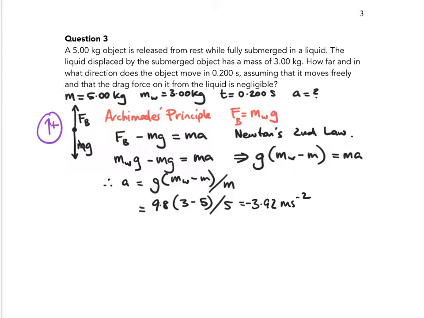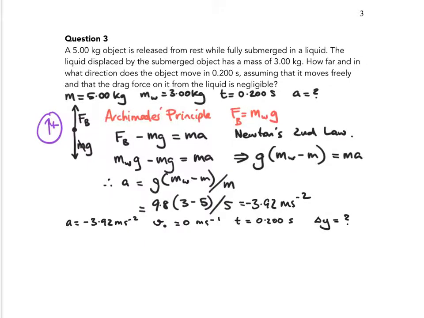So we have a few things now. We've got the acceleration, negative 3.92 meters per second squared. We've got the initial velocity, 0 meters per second. We've got the time, 0.200 seconds. So all we need to find now is the displacement. So we'll call it delta y.